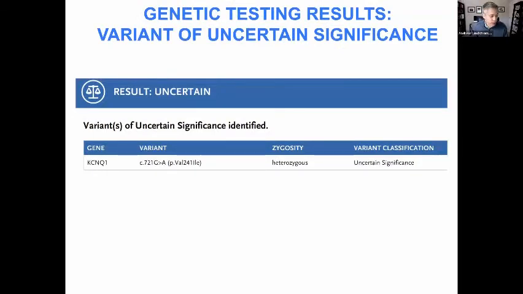There can also be this situation where we don't know there's something there. We don't know if it's disease causing. We don't know if it's negative. This is called a variant of uncertain significance. You may have had an experience with this. Sometimes we call it a VUS for short, because variant of uncertain significance takes a long time to say.